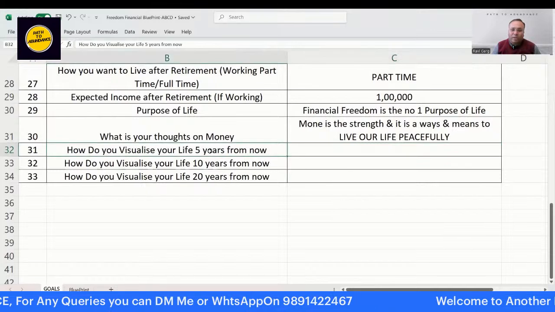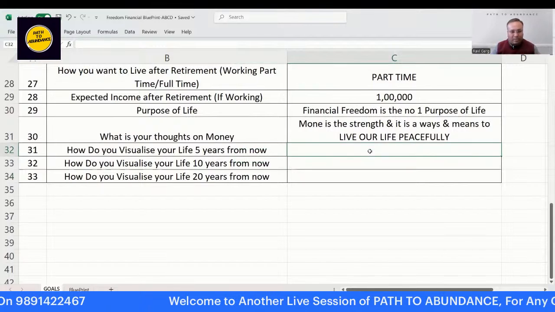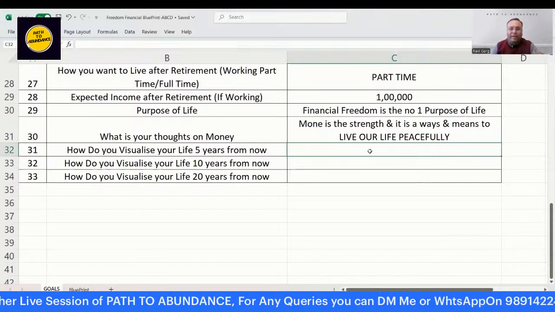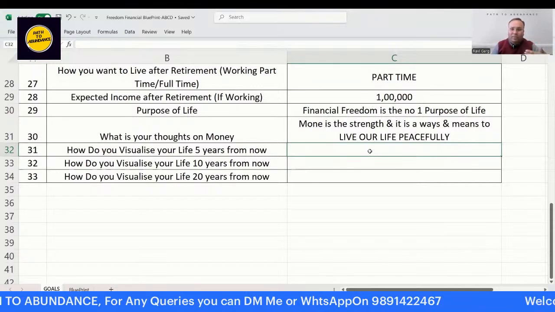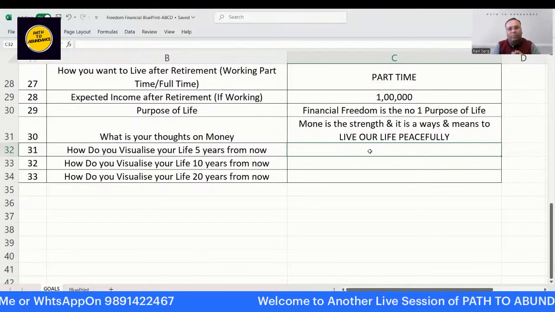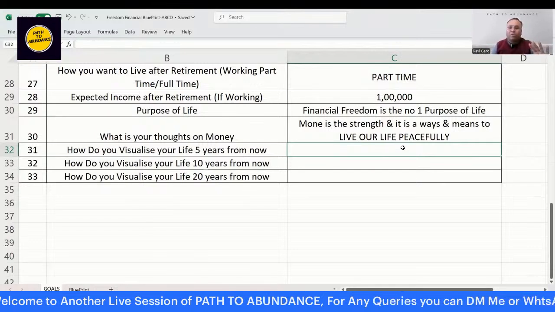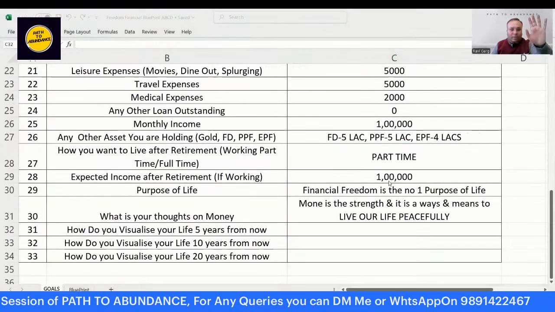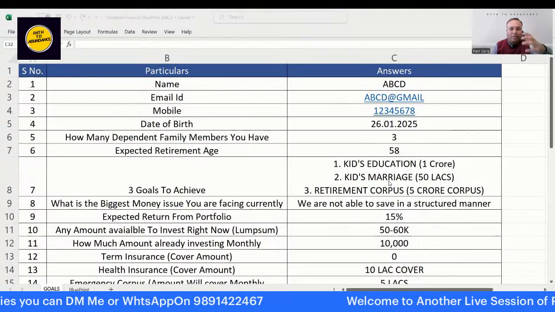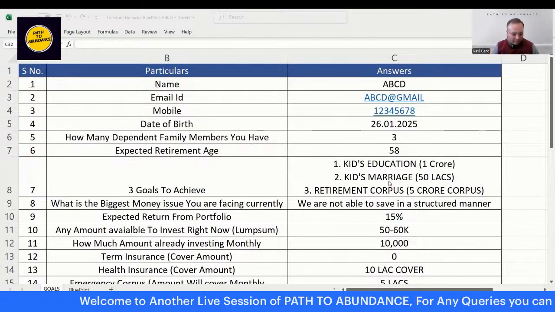So, how do you visualize your life 5 years from now, 10 years from now, 20 years from now? I have not written it because it is totally subjective, and people will feel, why, what do we need to think, and how can we plan. Like, if we are earning 1 lakh rupees, then we should be earning 5 lakh rupees or 10 lakh rupees or 20 lakh rupees. So this is totally subjective. So my whole goal is to create a questionnaire, a sheet, a blueprint where you are able to set your goals in a defined and clarified manner, right?